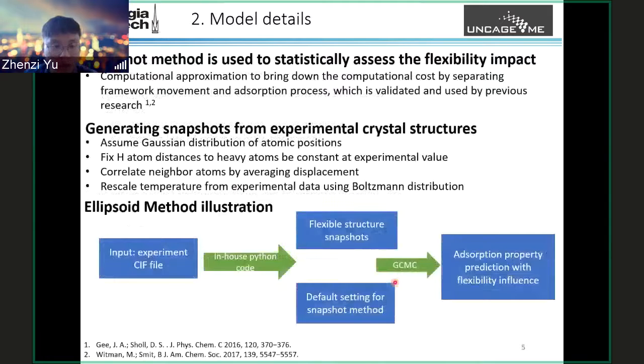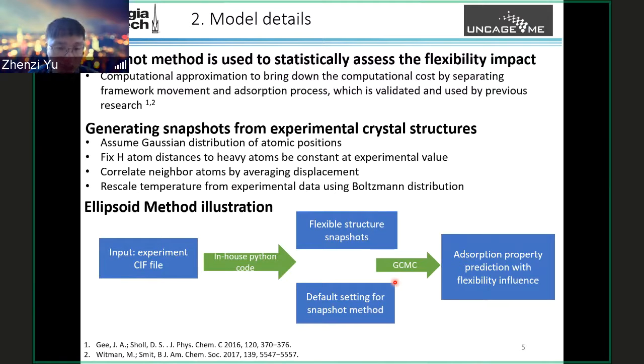So in this slide, I would like to discuss the model details of how we generate the flexible snapshots and try to incorporate the intrinsic flexibility into the amorphous absorption modeling. So first, the snapshot method is used to statistically assess the flexibility impact. The snapshot method is a computational approximation to bring down the computational cost by separating the MOF framework movement and absorption process, which is validated and used by previous research.